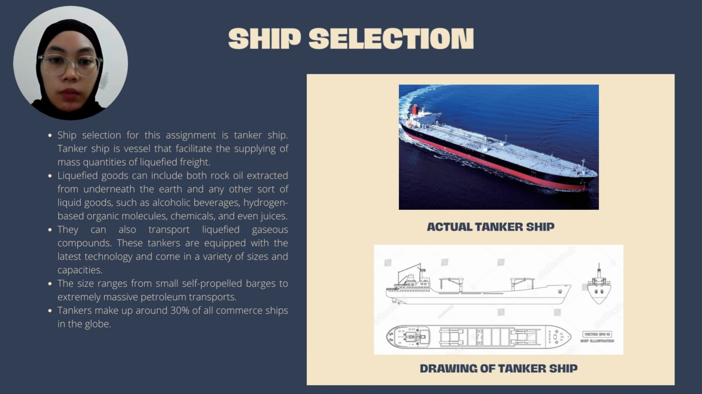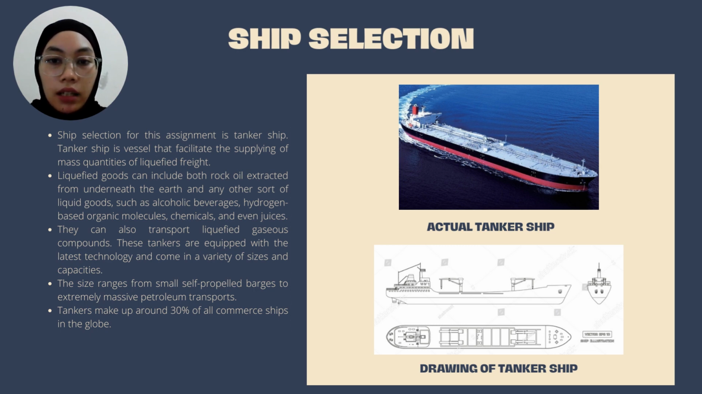Liquefied goods can include both rock oil extracted from underneath the earth and any other sort of liquid goods, such as alcoholic beverages, hydrogen-based organic molecules, chemicals, and even juice. They can also transport liquefied gas compounds. These tankers are equipped with the latest technology and come in a variety of sizes and capacities. The sizes range from small self-propelled barges to extremely massive petroleum transports. And lastly, tankers make up around 30% of all commercial ships in the globe.